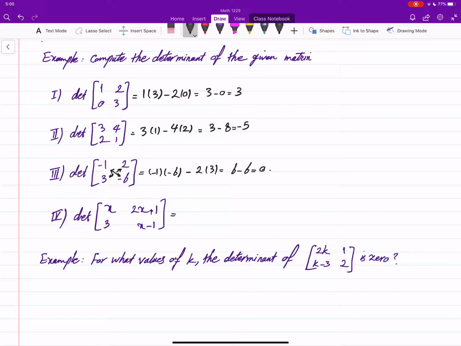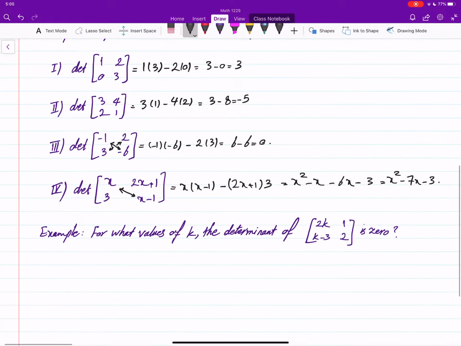And even if the entries have some variables, it doesn't matter for us, so you would just multiply x times x minus 1 minus (2x plus 1) times 3. So this gives us x squared minus x minus 2x, minus 6x minus 3, which together is x squared minus 7x minus 3.